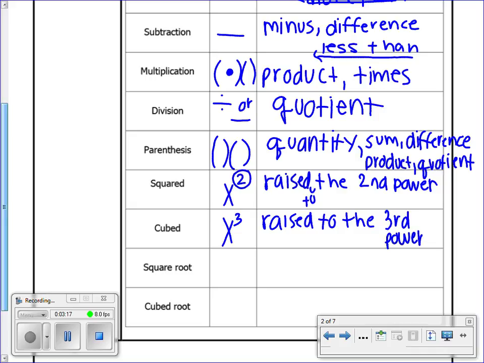Square root is the inverse of squaring something. So your square root sign looks like so. And this is what we symbolize as a radical. You may hear the term radical as well, which is a square root. Cube root, the only way we say it is cube root, but the cube root has an index of 3, so that's a little 3 that goes right in between your radical sign there.